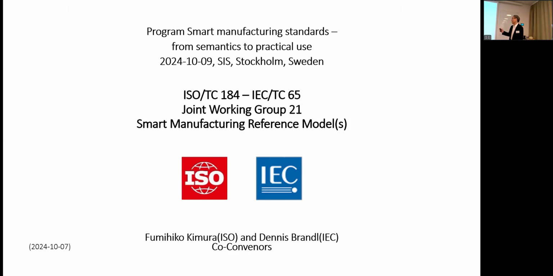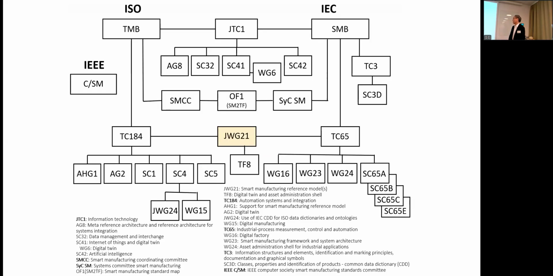So the topic is the smart manufacturing reference model, which is the basis for the following presentations. I want to briefly explain our group, JWG21. We see many ISO and IEC committees related to these topics. We are sitting in between ISO TC184 and IEC TC65. ISO TC184 is titled Automation Systems Integration, the IT side. IEC TC65 is Industrial-process measurement, control and automation, more the OT side. We are in a good position to sit in between.